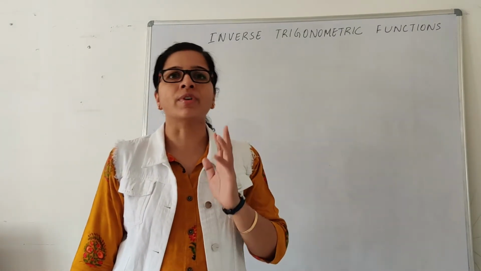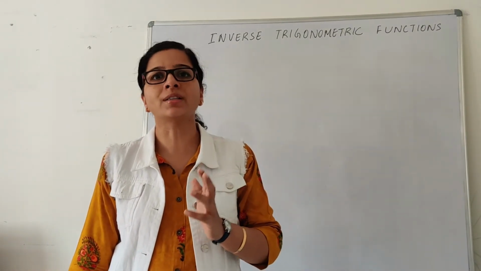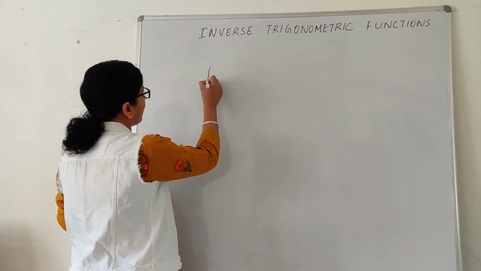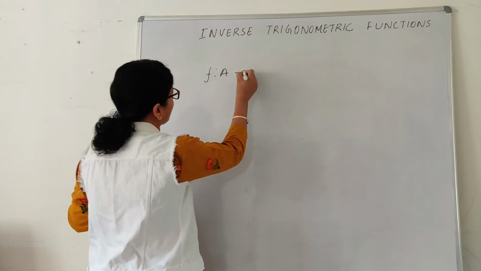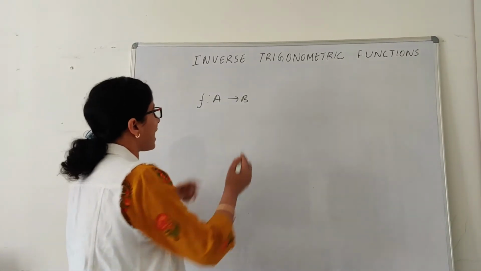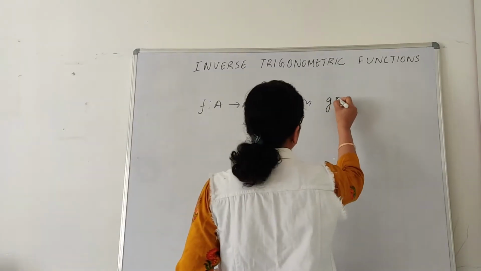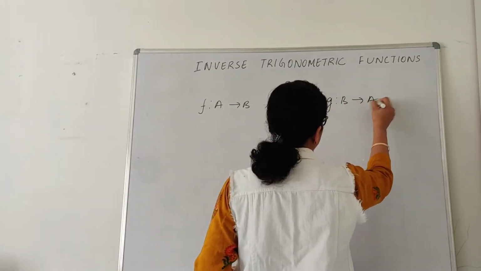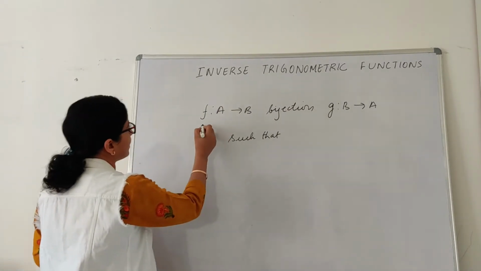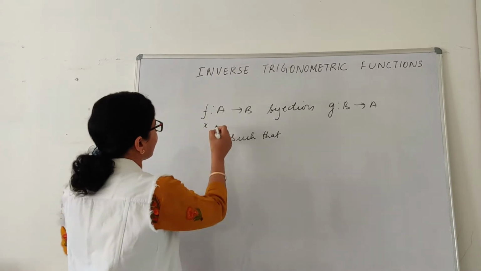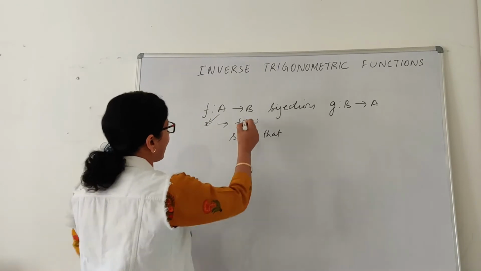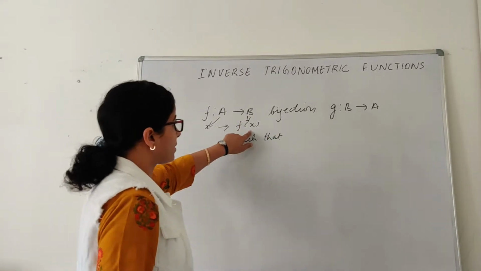What do you mean by inverse trigonometric function? The inverse of a function exists only when it is bijective. So as we know, if we have a function f: A to B and it is an invertible function, then I have a bijection g: B to A, such that if I have an element x in A, then in B I will have f(x).